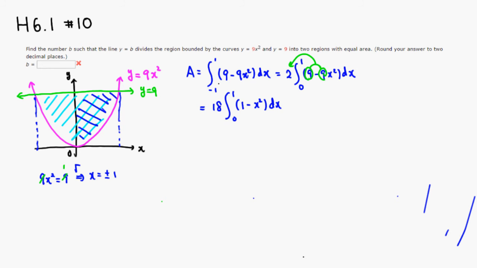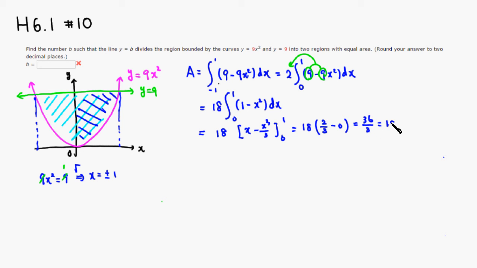I'm going to clean this up a bit. Then you have the antiderivative, which is fairly simple. So you have 18 times the antiderivative: for 1 it is x, and for x squared it is x cubed over 3, going from 0 to 1. Plugging in 1, we get 1 minus 1/3, so it's 2/3. Plugging in 0 gives 0. So we get 36 over 3, which is 12.